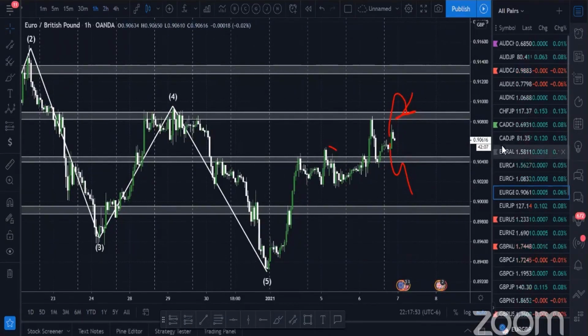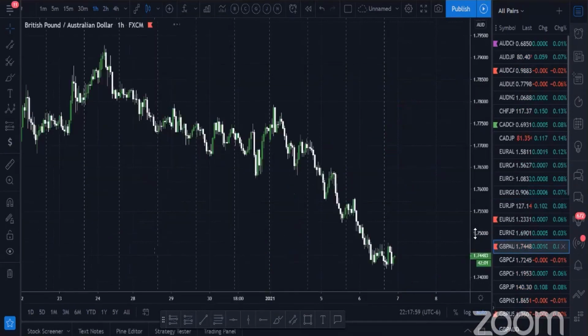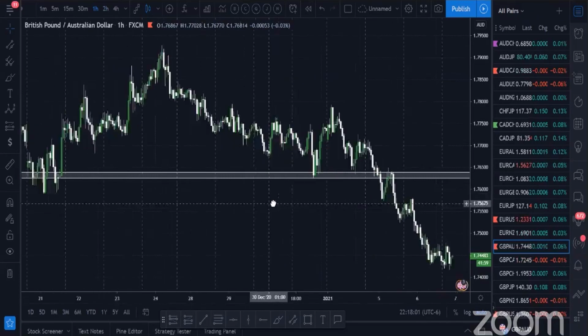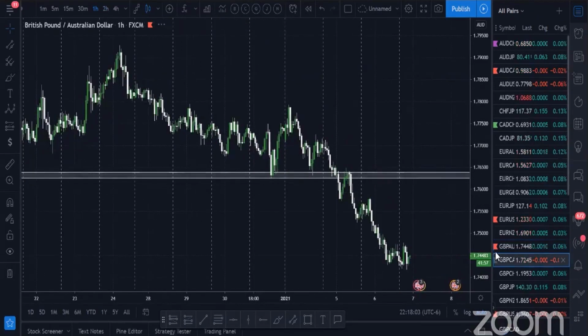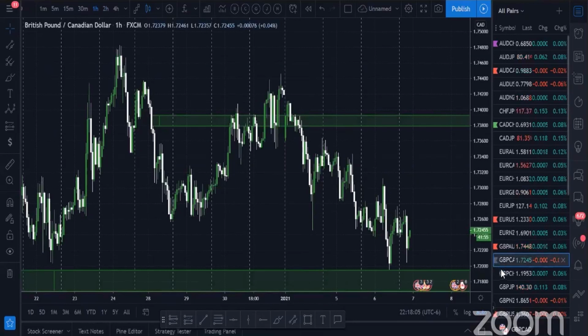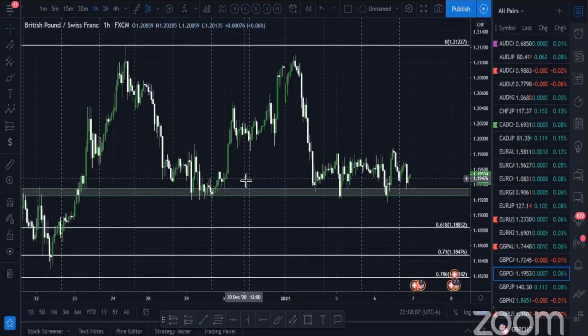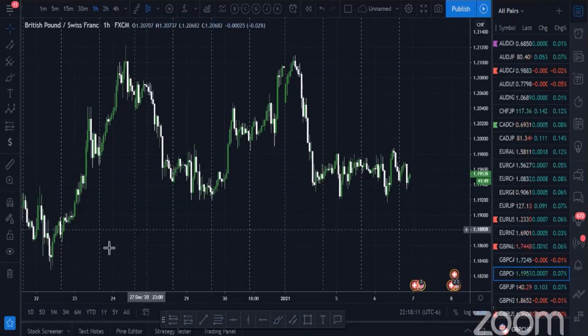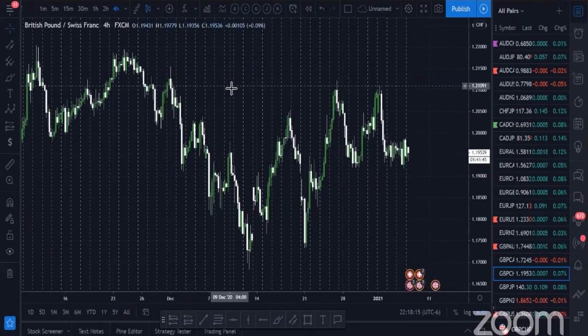Another pair that we could look at, I like looking at the European pairs or the Great British pairs when it comes to this. Another pair that you could look at is, let's see, let's find one that's easier to identify. Okay. So the British pound, Swiss franc. So same thing. I'm going to go out and do my analysis on the 4 hour.